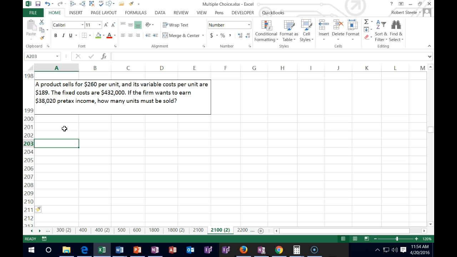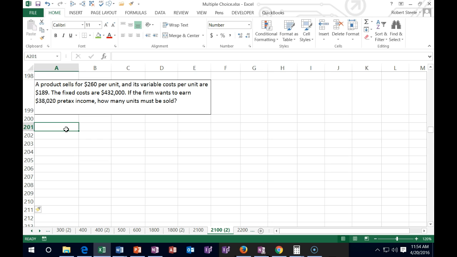Next one says that a product sells for $260 per unit and its variable cost per unit is $189. The fixed costs are $432,000. If the firm wants to earn $38,020 pre-tax income, how many units must be sold? Okay, so this is going to be similar to the break-even in units, but now we're just going to add to it the amount of profit that we want to get.